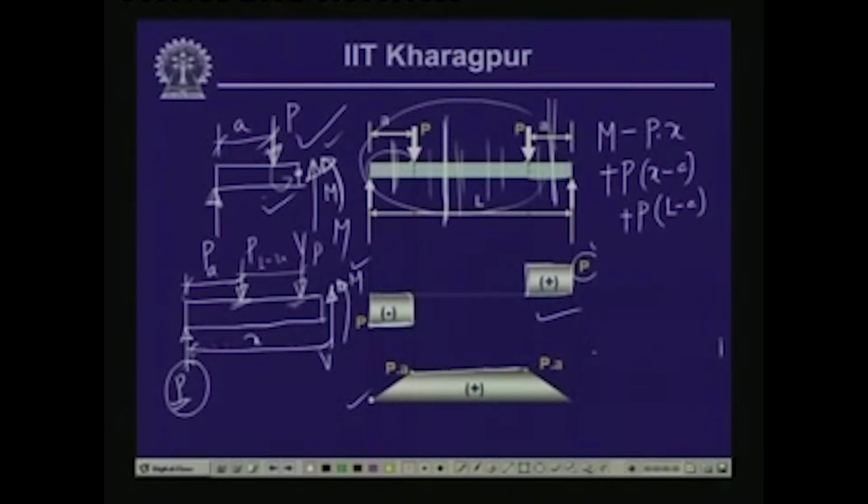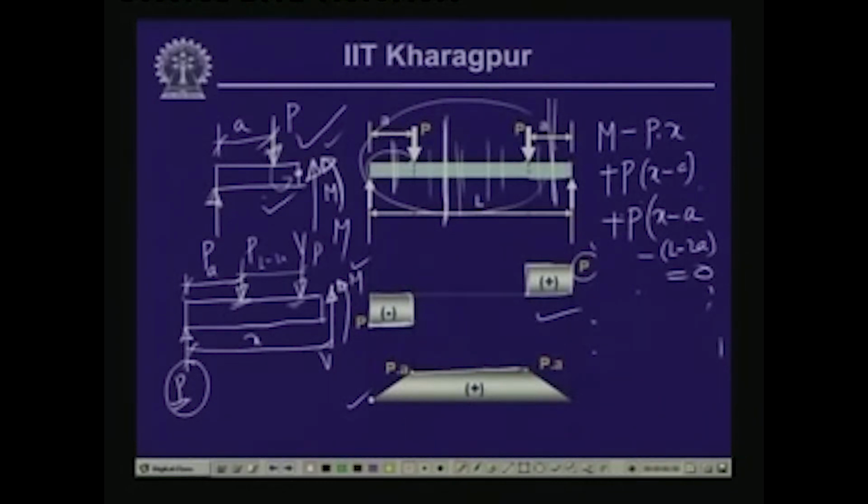I mean this distance is X. So, X minus (L minus 2A). So, this is plus, so L plus A. So, we can write this as equal to P into, let us explain the whole thing in general. So, the value of this is equal to plus P into (X minus A) minus (L minus 2A). So, this is equal to 0.